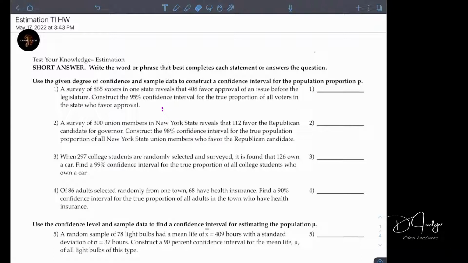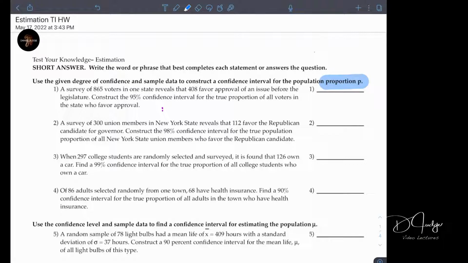All right, ladies and gentlemen, this is a video on the homework for estimation and using the TI calculator. So, okay, let's read the first question here. It says use the given degree of confidence and sample data to construct a confidence interval for the population proportion here.